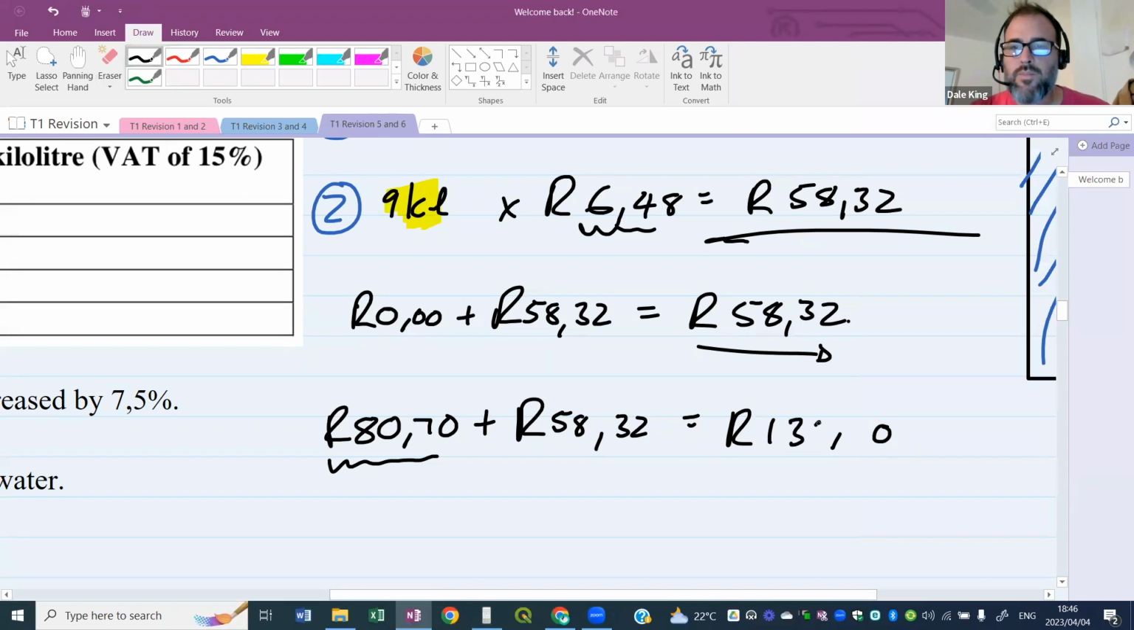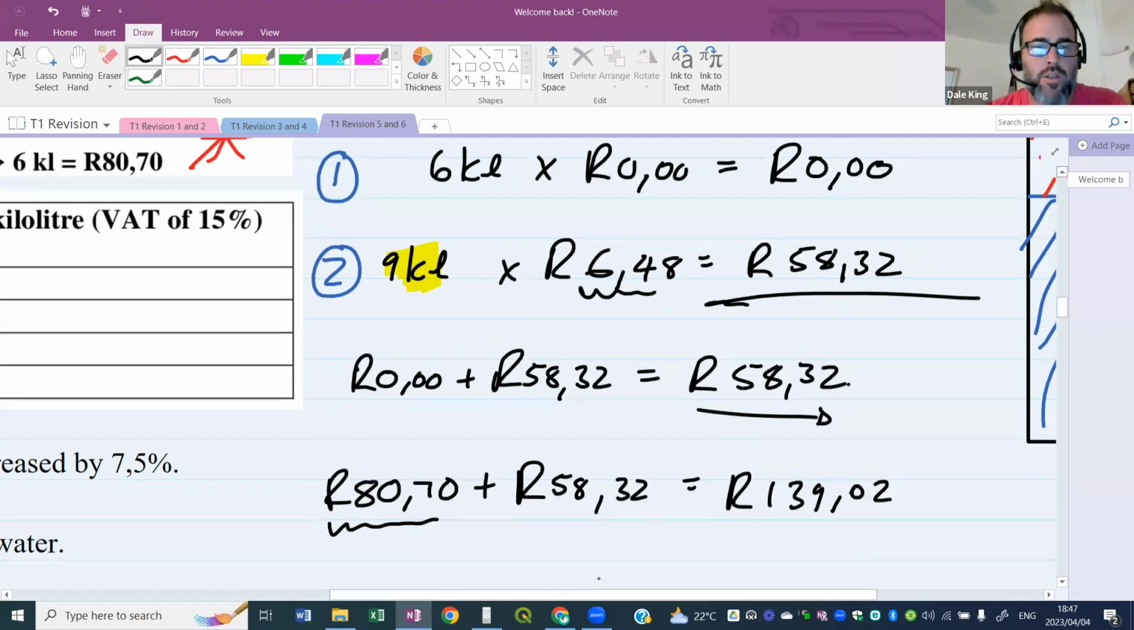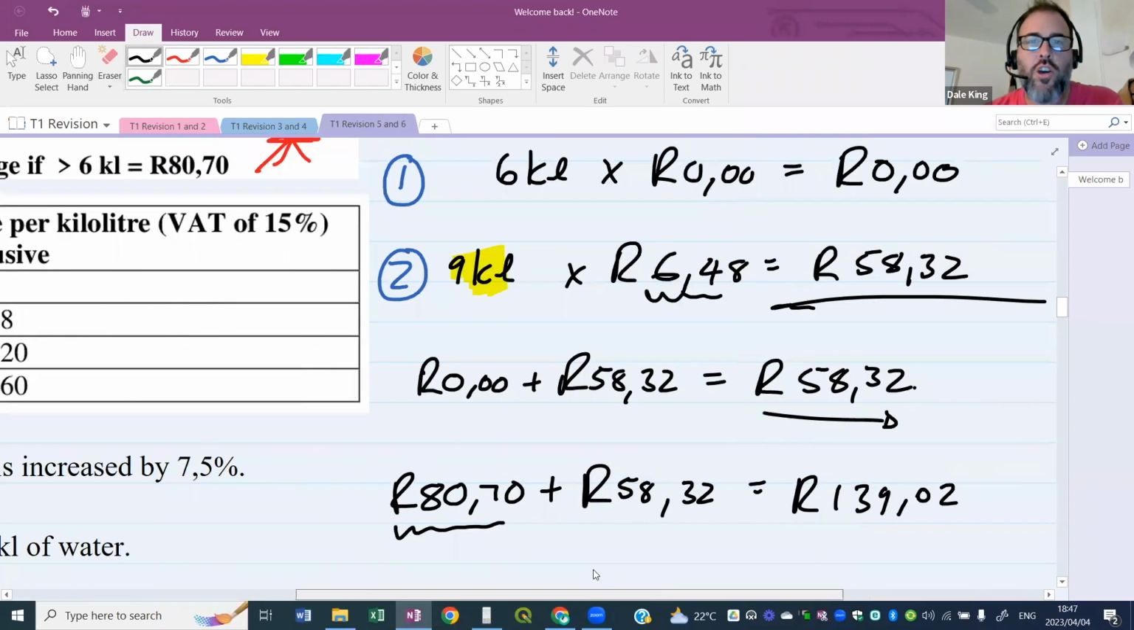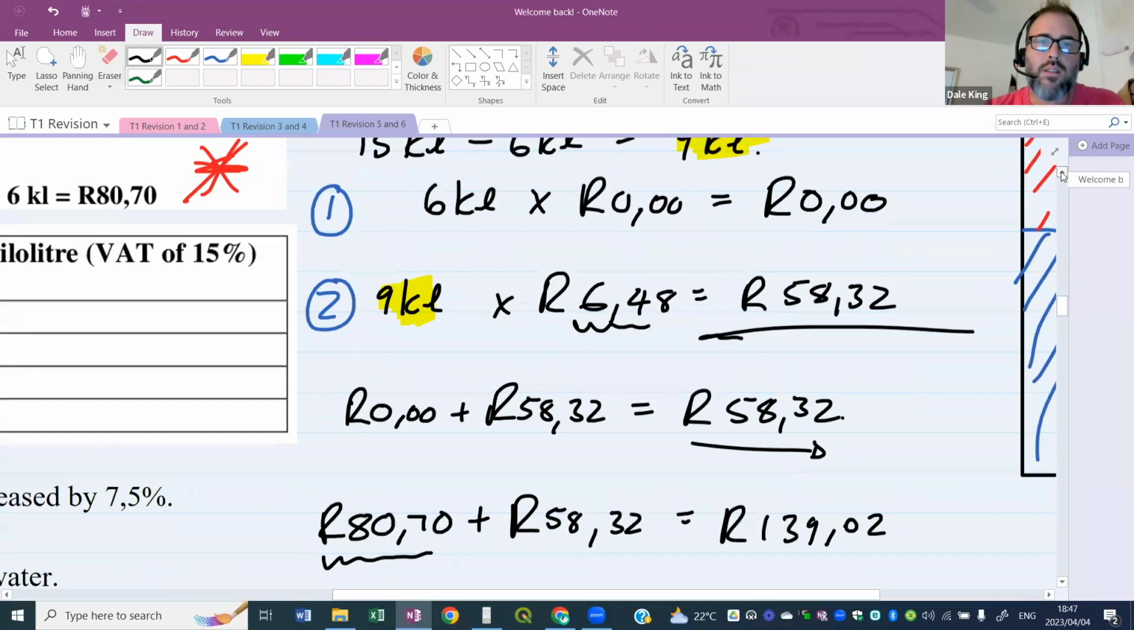Well done, everyone. You guys actually got that very easily. I think I need to make this more difficult. All right, we're going to try to challenge you now. Okay, instead of 15 kiloliters, let's try 32 kiloliters.